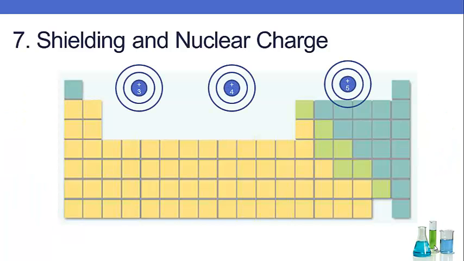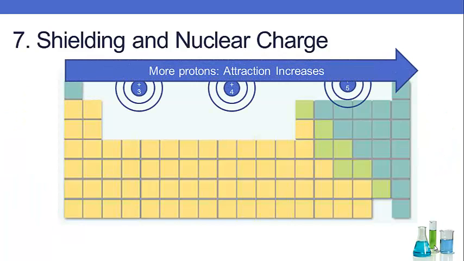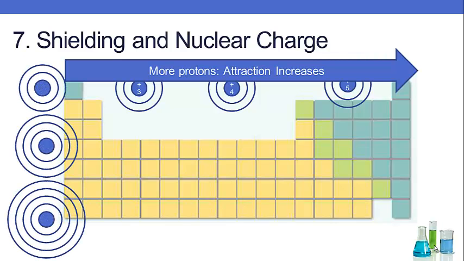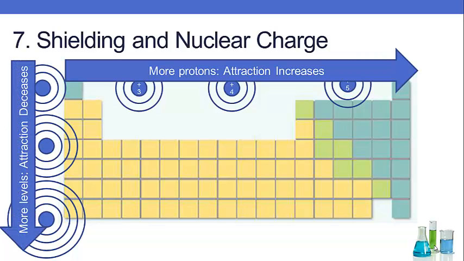So as we go across, we're getting more protons, so that attraction between the electrons and the nucleus is getting stronger as the nucleus becomes more positive. As we go down a column, we're getting more and more energy levels. So we get more and more of those shielding electrons, and that's going to cause the attraction between the electrons and the nucleus to decrease.